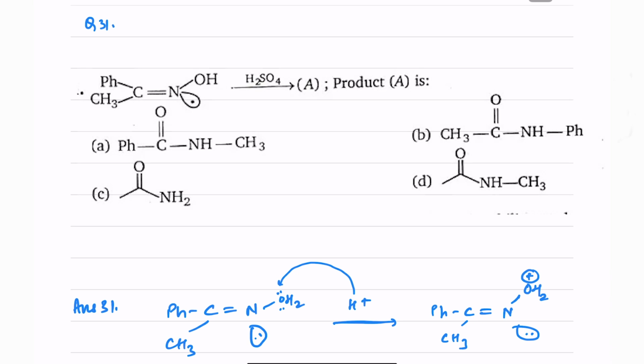Hello everyone, in today's video we'll be covering question number 31 to question number 43. That means the complete chemical properties of aldehydes and ketones. Now let's read question number 31.